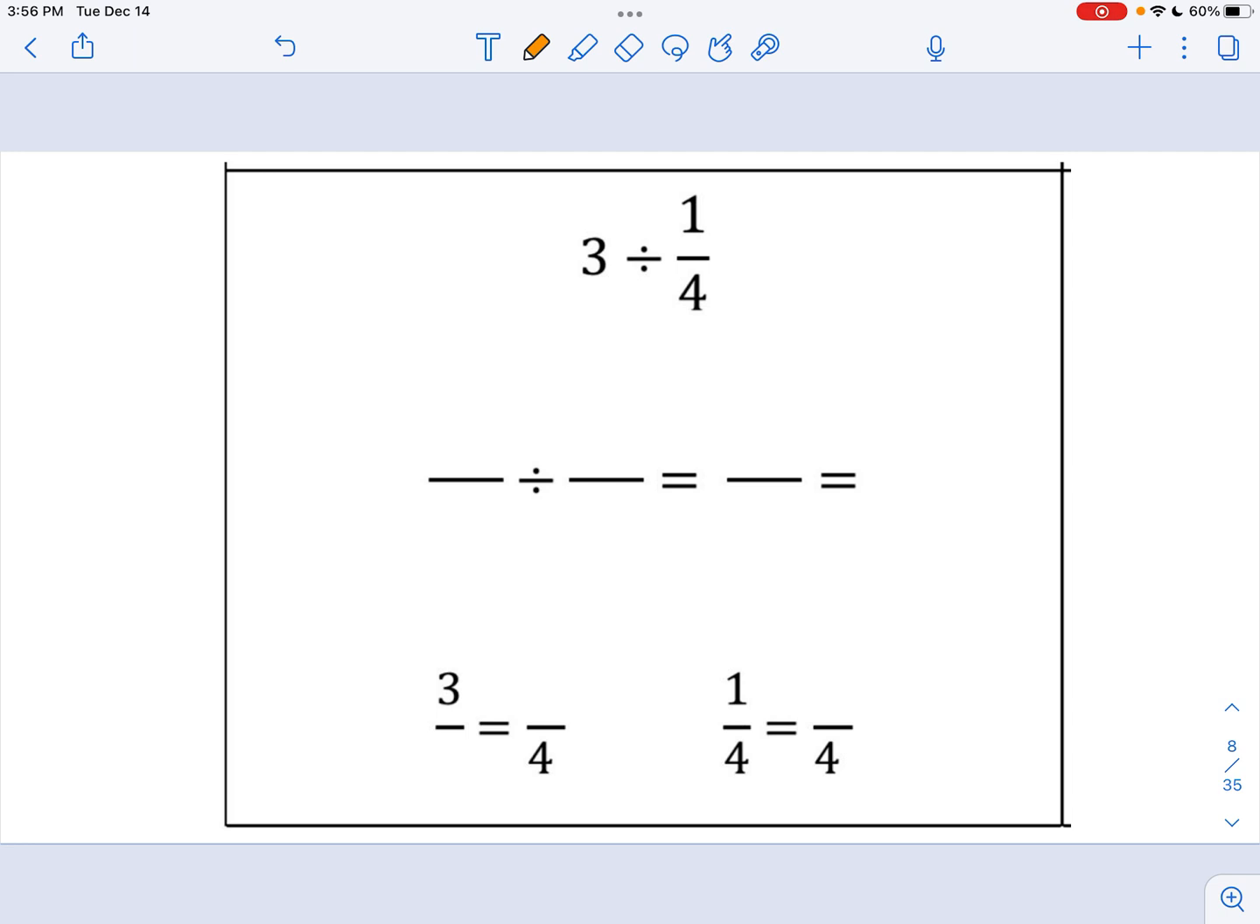This one's especially tricky because this first number isn't a fraction. Do you remember how to write it as a fraction?